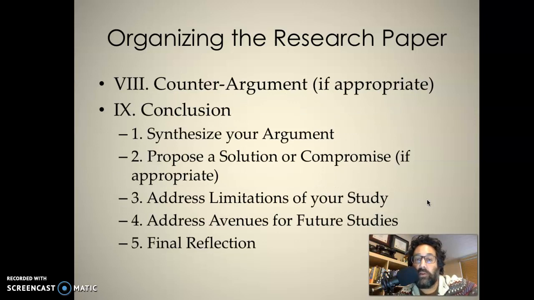You do want to have a counter argument if you have a controversial topic. That is required. There is actually no instruction here on the counter argument. Just return to our earlier lectures and discussions on counter argument about how to structure that paragraph, especially the argumentation lecture.